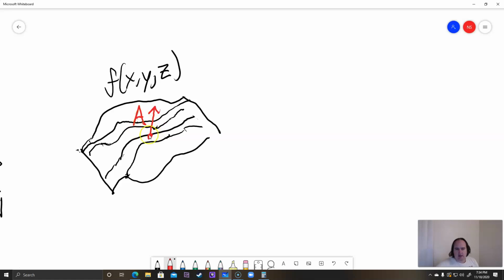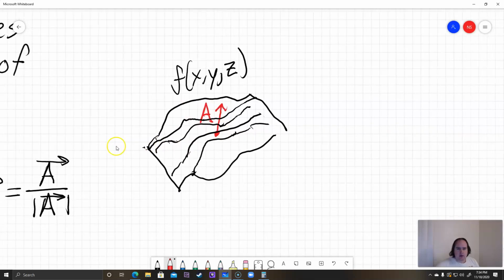It turns out that in order to find this, you need to find the gradient vector and then take the dot product of the gradient vector with the unit vector in that direction, and that gives you your rate of change along the direction of A. Okay, cool.